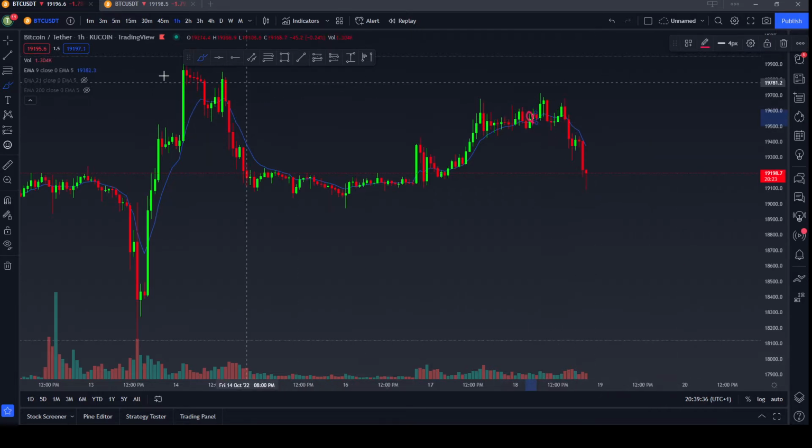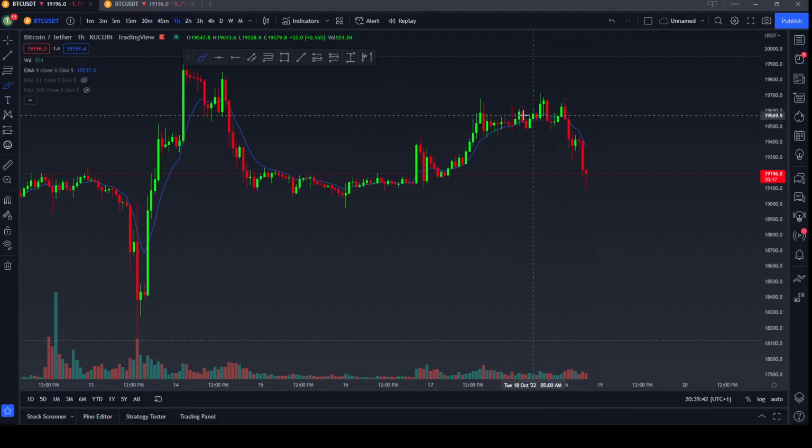that close, let me just go back. I don't want to delete that. The close of this candle was here at the top. The close of this red candle was at the bottom. Close of the next candle was here. Close of this candle was here. Close of this candle was here, and so on and so forth.